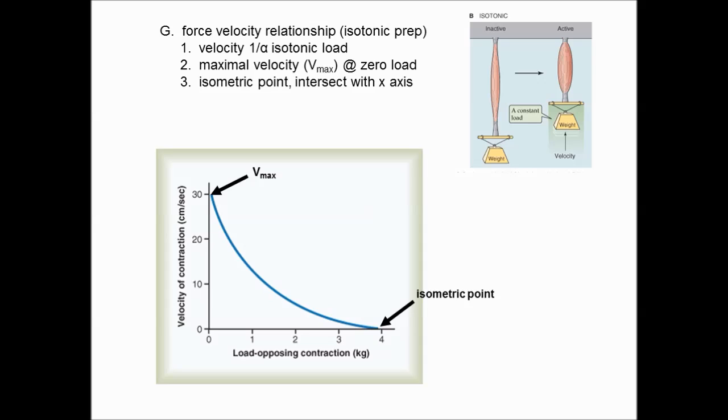Another mechanical feature of muscle is called the length or the force-velocity relationship, and this is studied in isotonic preparation because the muscle has to shorten. So you measure the velocity of contraction compared to the load. The heavier the load, you can see it's the inverse relationship. The heavier the load, the lower the velocity.